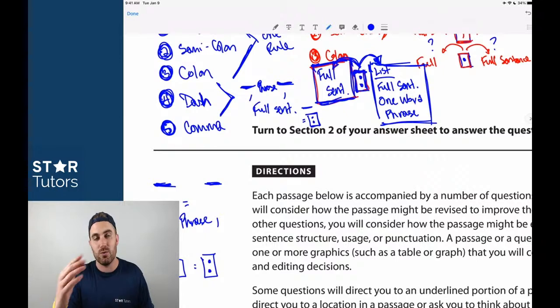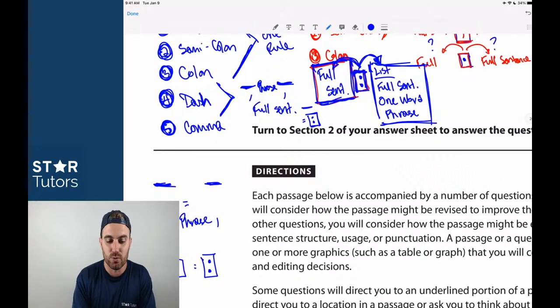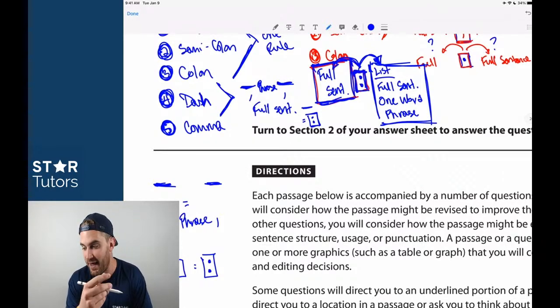Could I replace these 2 dashes with 2 commas? If the answer is yes, then those 2 dashes are right. Can I replace this with a colon? If the answer to that question is yes, based on our colon rule, full sentence before it, then that's right. Does that all make sense? Can everybody give me a thumbs up?